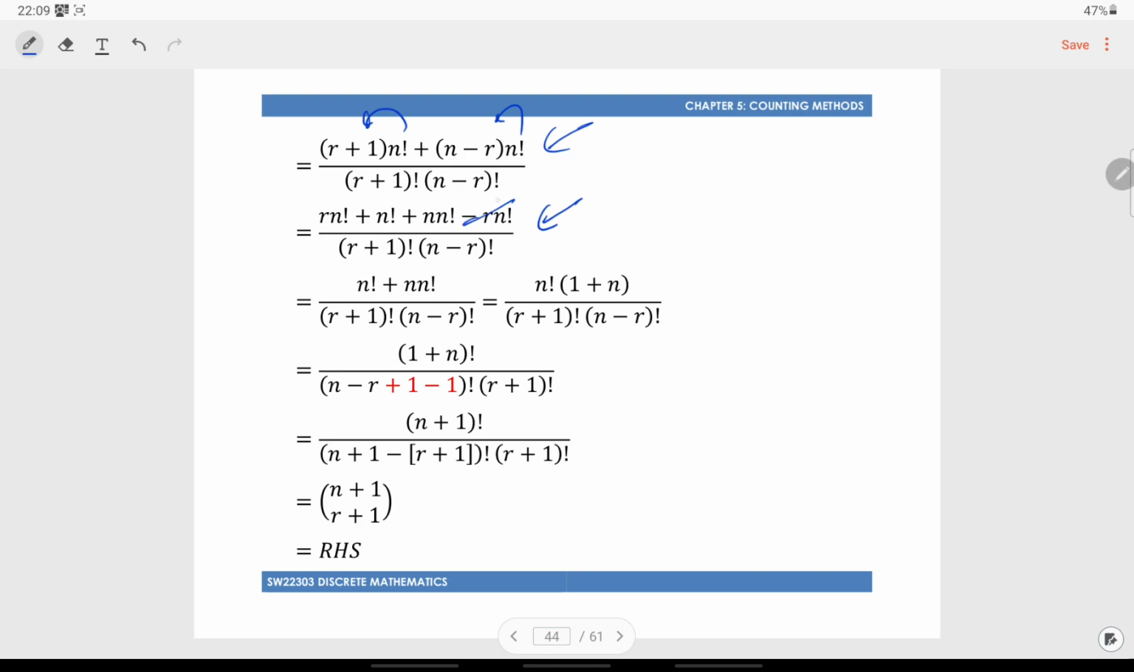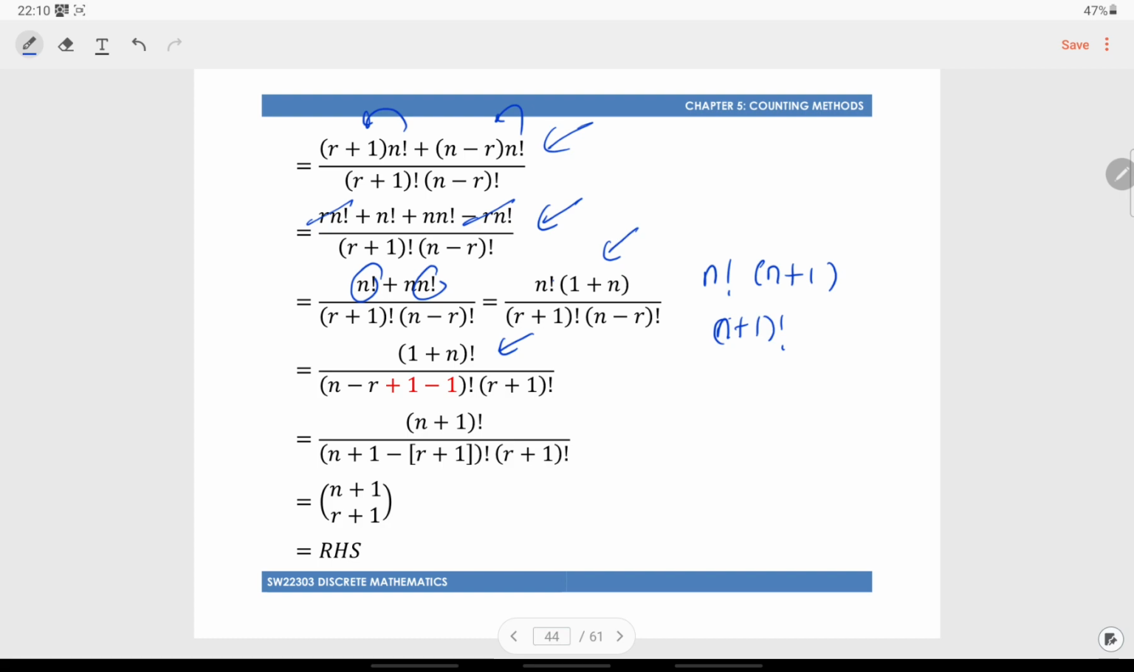Okay, because this part and this part can be cancelled out, so the remaining elements are n factorial plus n factorial. Okay, so because we have a common element here, we can factorize, so it becomes n factorial times (1 plus n). Okay, and then n factorial and n plus 1. So what does it mean? That means it is equal to (n plus 1) factorial. Okay, this one is (n plus 1) factorial.